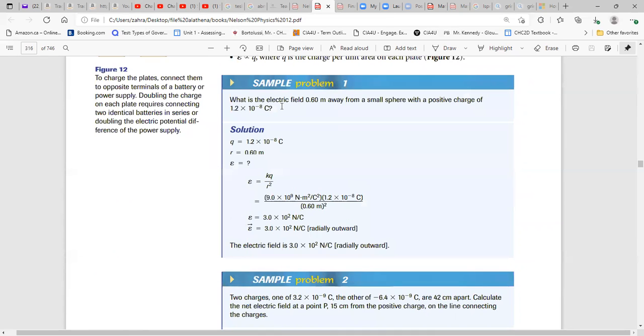Look at this question. What is the electric field 0.6 meter away from a small sphere with a positive charge of 1.2? So q is given, r is given, and we want to find the electric field. E is equal to kq divided by r squared. k is a constant, we know q, we know r, so we just substitute in and find the electric field. Make sure the electric field is a vector.